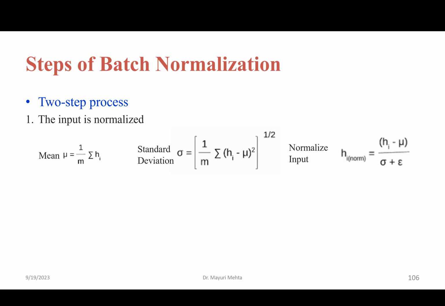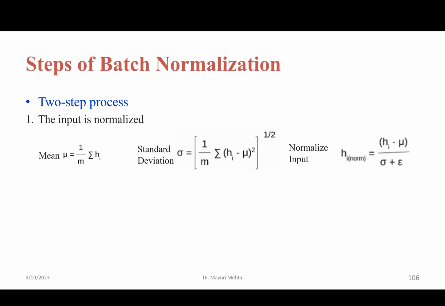Once we have calculated the mean value, the next step is to calculate the standard deviation of the hidden activations. You can see that the formula is the square root of 1 upon m, sigma of (Hi minus mu) squared, where mu is the mean value. So we calculate the standard deviation using this formula. Now that the mean and the standard deviation are ready, we will normalize the hidden activations using these values.